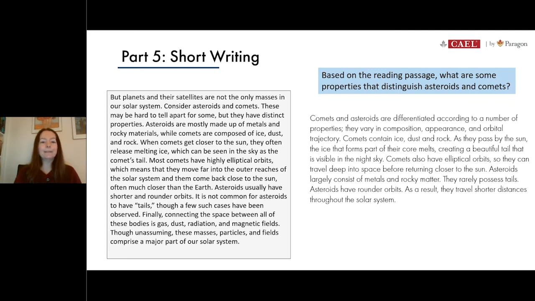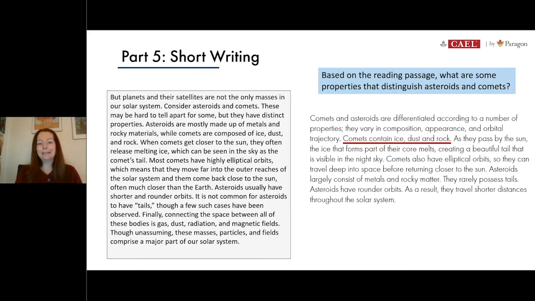So this says, comets and asteroids are differentiated according to a number of properties. They vary in composition, appearance, and orbital trajectory. I like that. Let's not change that topic sentence. I think that works. My first body detail though says, comets contain ice, dust, and rock. And that's accurate. I mean, the idea is correct, but the sentence is short and simple.